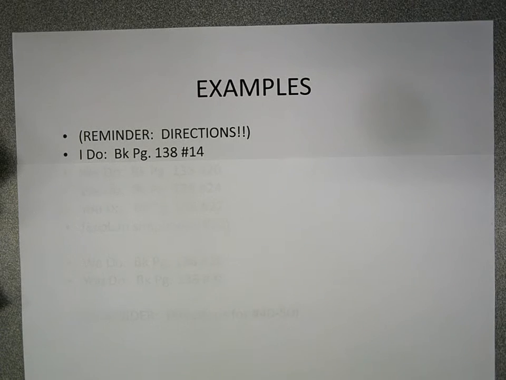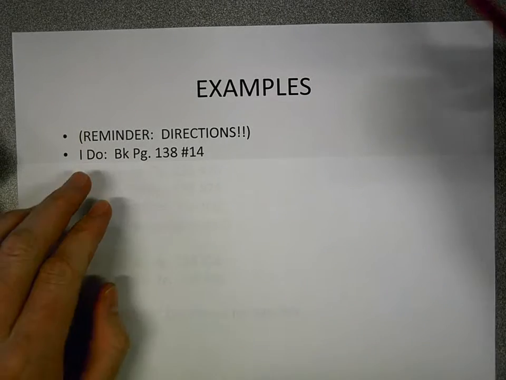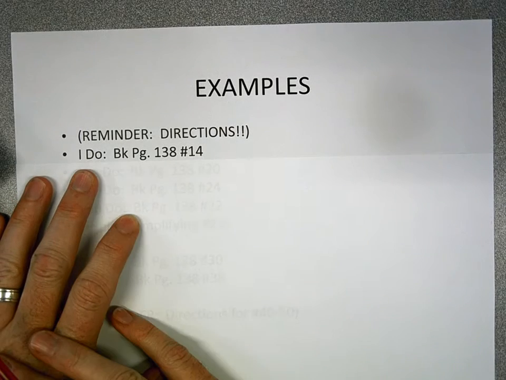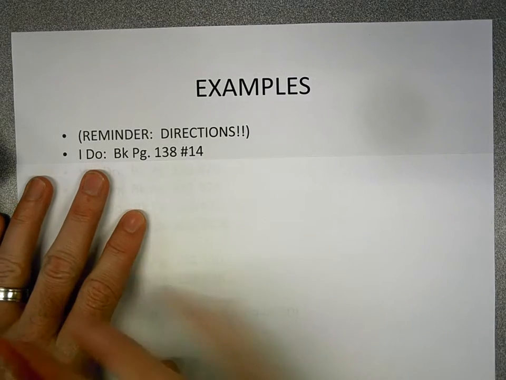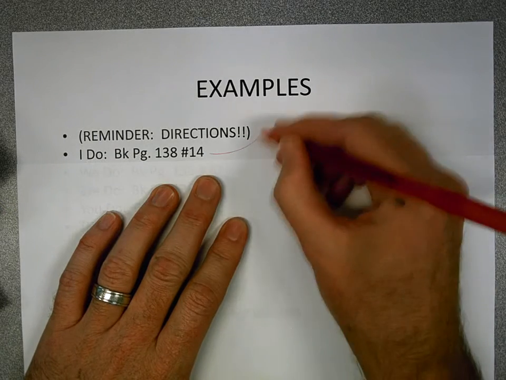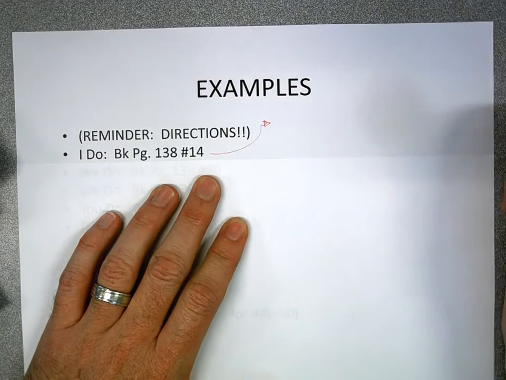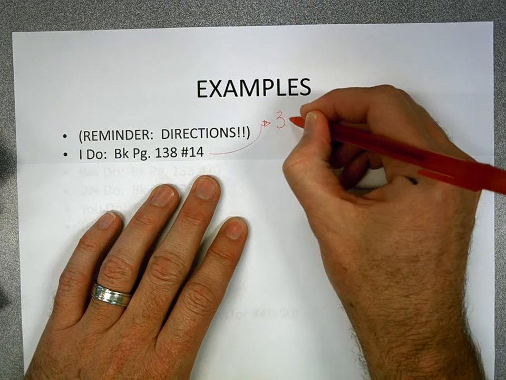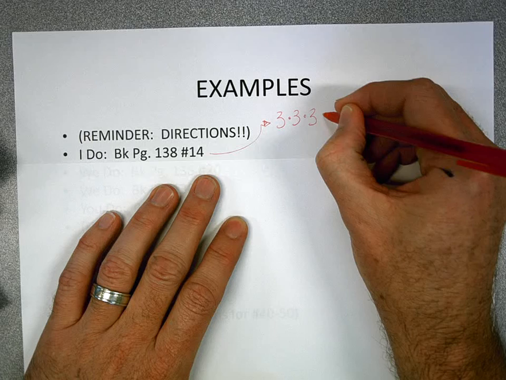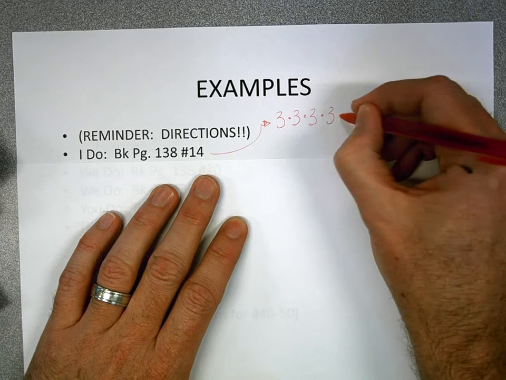Let's go ahead and take a look at number 14. Now, I'm going to just start off with an easy one, and as a matter of fact, where it says I do it, doesn't mean that you have to write it down right now if you don't want. I just kind of want you to watch. So number 14 looks like this. It has 3 times 3 times 3 times 3 times 3.